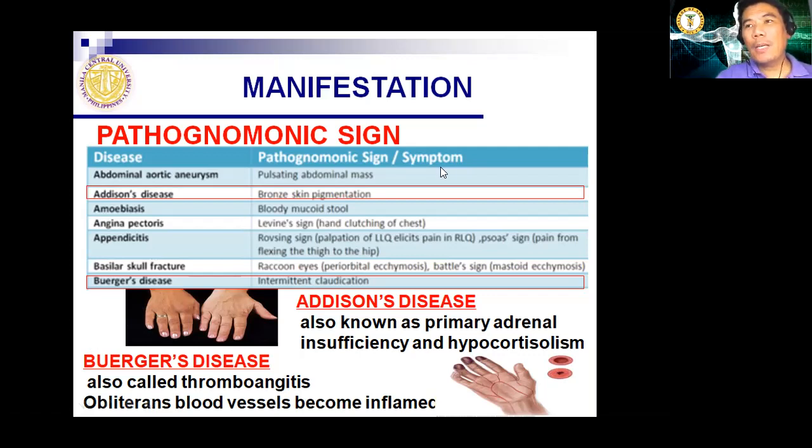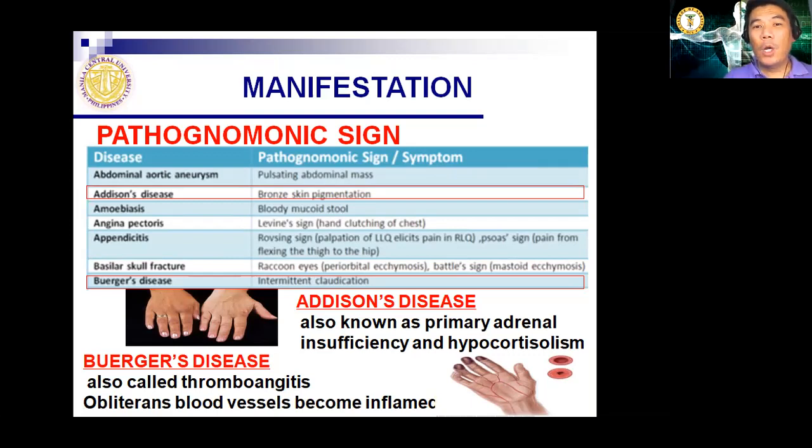Abdominal aortic aneurysm, if there is pulsation of the abdominal mass. Addison's disease is insufficiency of the cortisol and usually bronze skin pigmentation. Amoebiasis is a bloody mucoid stool, wherein it is considered a problem with the passage of a bloody mucoid. Angina pectoris, if the client may have Levine sign.